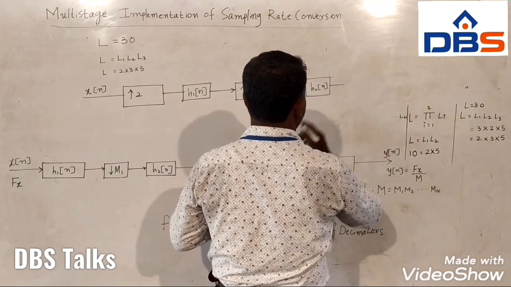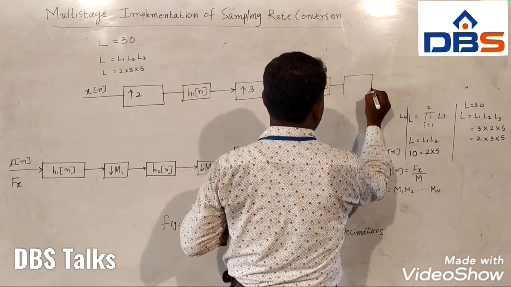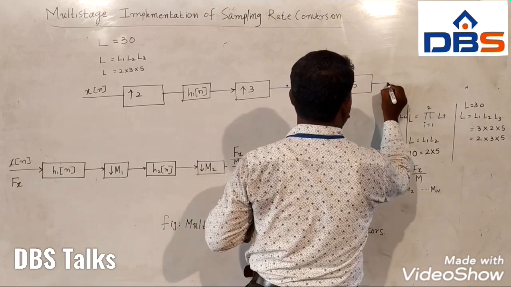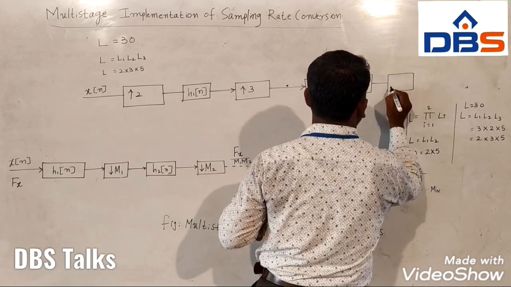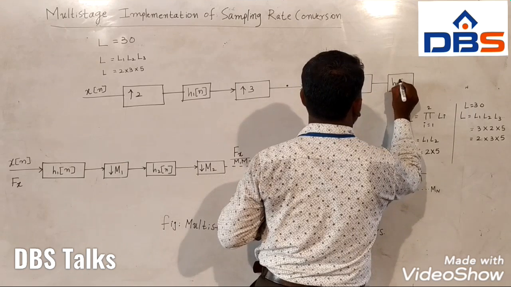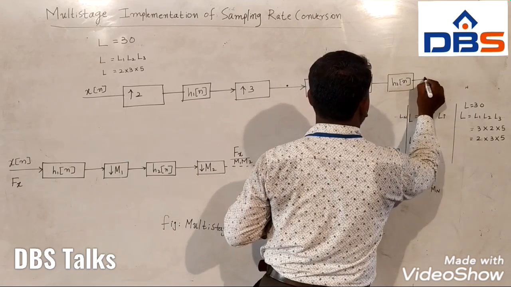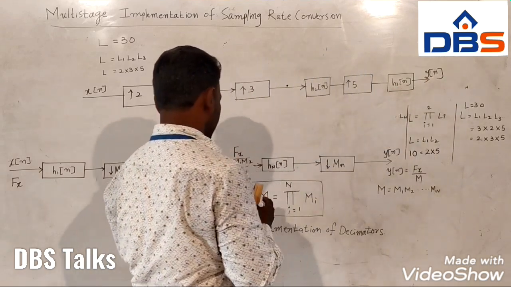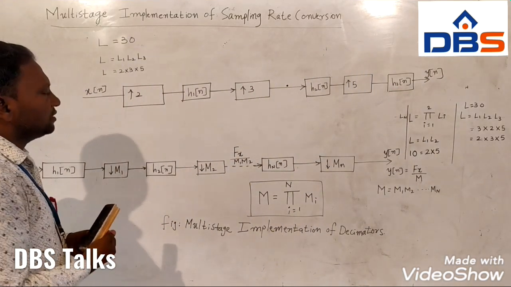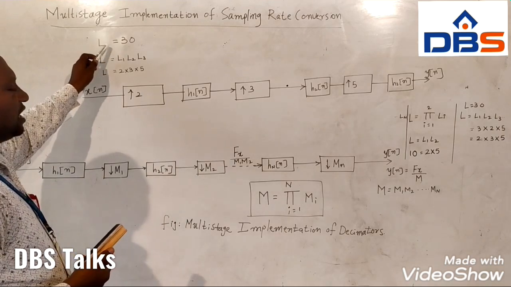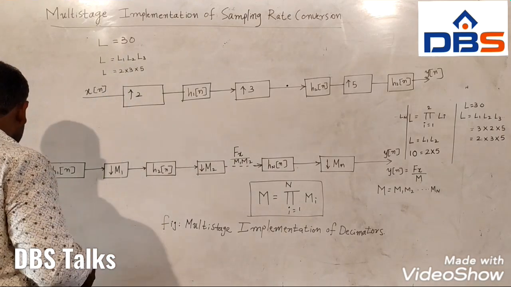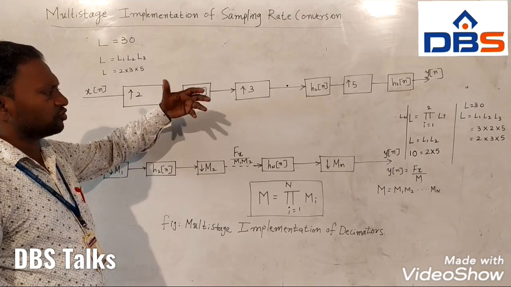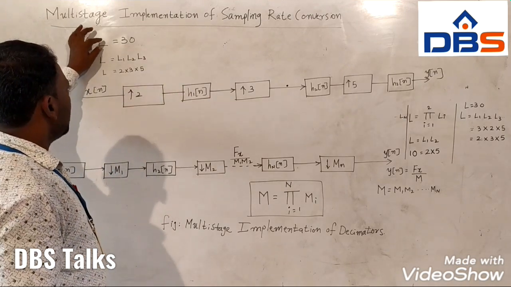Now, how to implement this? First you take x of n and upsample it by 2. Then you pass it to the anti-imaging filter H1 of n. Then you apply this output as the input for the second upsampler, and the upsampling value is 3.